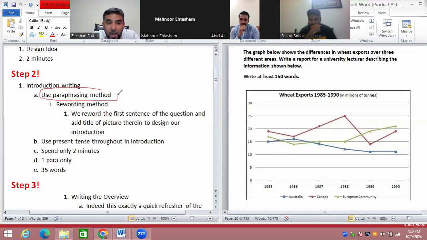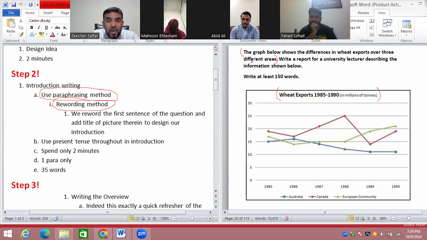What do you mean by the paraphrasing method? We would be using the rewording method. Paraphrasing method means rewording method. What do we have to reword? We will read the first sentence of the question. The graph below shows the differences in the wheat exports over 3 different areas. It is sentence number 1, and we will reword this sentence. And we will add the title of the picture in this sentence if this title is not covered.